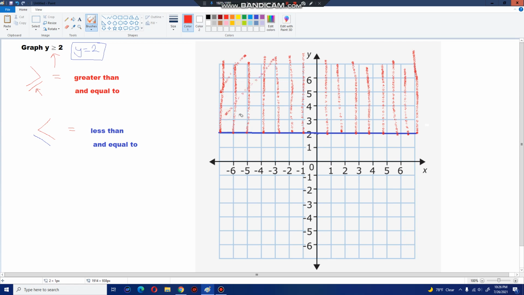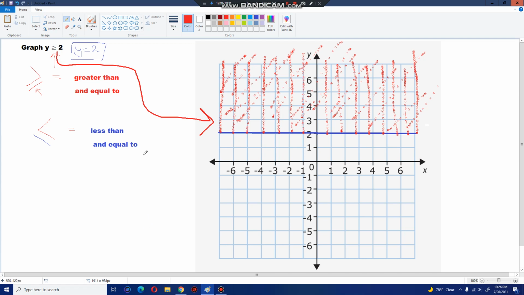You can even do diagonal lines like that too. No problems. Some worksheets, some textbooks do that as well. And some textbooks use a solid line. Okay, but there we go. This is how you do y greater than or equal to 2. Okay? One thing you got to remember is this.